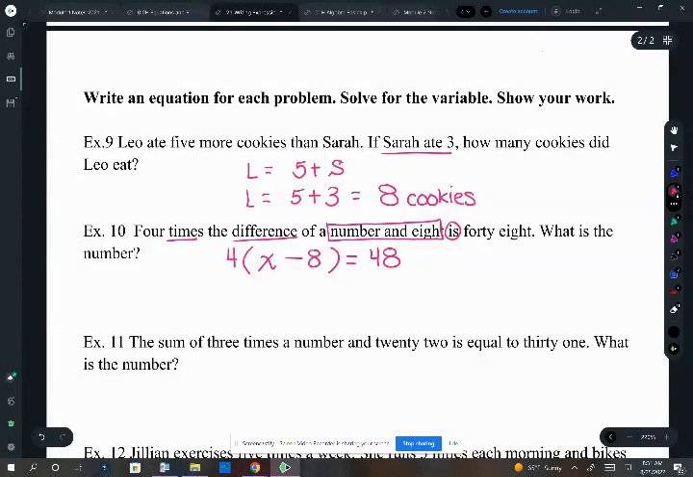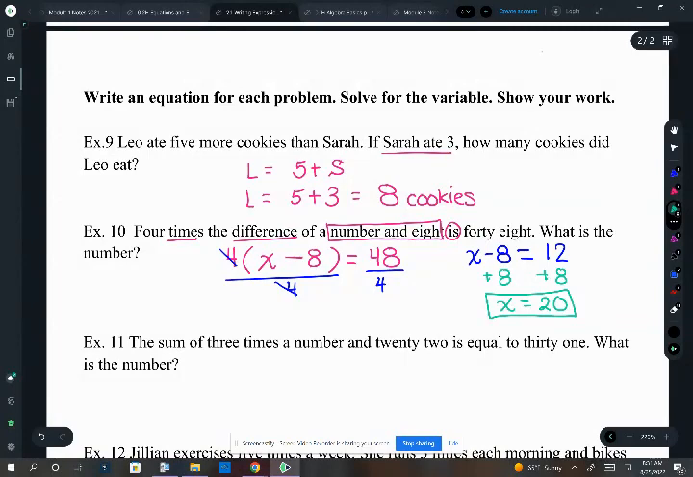From here it says, what is the number? You can do a couple different things. We can use the distributive property if that makes you feel better, or we can just divide both sides by 4 first, so we don't have to distribute. Then this 4 cancels out this 4, because 4 divided by 4 is 1. We're left with x minus 8 is equal to 48 divided by 4, which is 12. How do we get rid of minus 8? We do the opposite, which is add 8. So we get x is equal to 20.